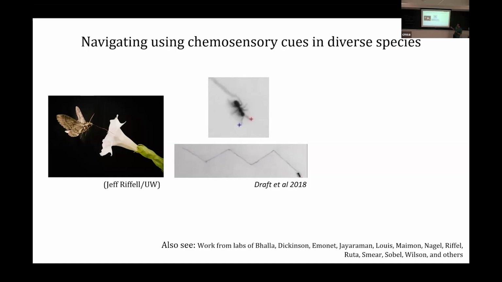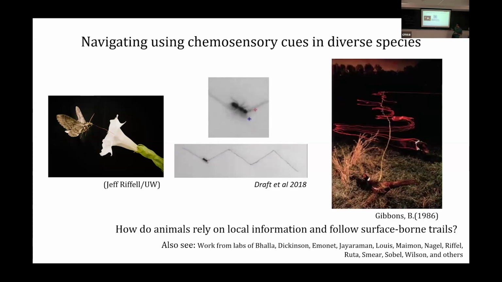You can already see the ants comparing antenna, comparing the information hopefully across two antennae and making these crisscross movements across the trail. Now mammals also do this. All I want you to really pay attention to is these crisscross paths over the odor trail. It's tracking a pheasant in this case. So the fundamental question is, how do animals rely on local information and follow these surface-borne trails?